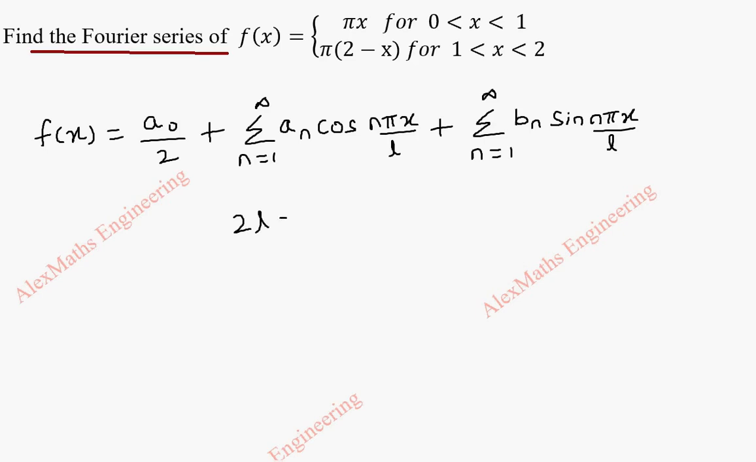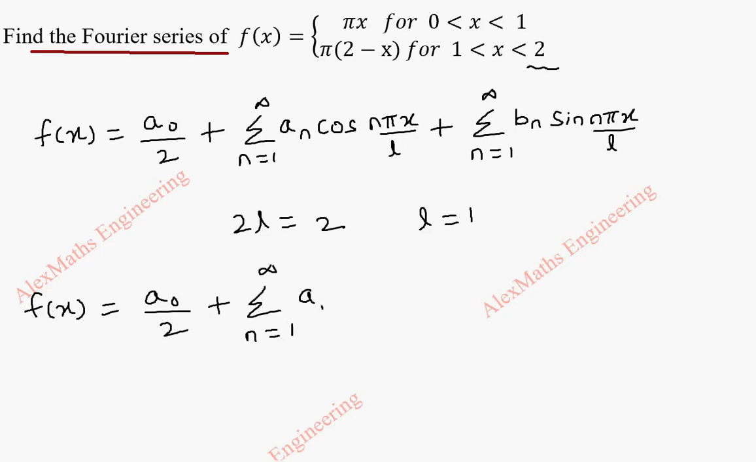Here the value of 2L is 2. So L is 1. By using 1 here, we get f of x equal to a0 by 2 plus summation n is equal to 1 to infinity an cos n pi x, because L is 1. Same way, the next term is summation n is equal to 1 to infinity bn sin n pi x by 1, so it is sin n pi x.